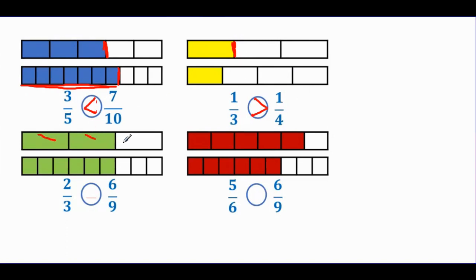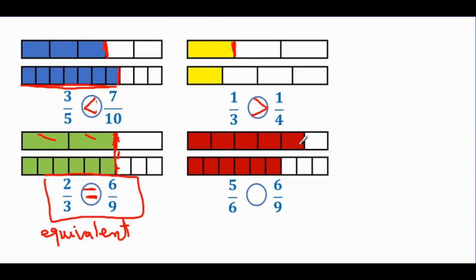Here I have 1, 2, 3, so it is 2 out of 3. The other bar is 1, 2, 3, 4, 5, 6, 7, 8, 9. So it is 6 out of 9. If we compare the two colored parts, we will find that they are the same length. If they are the same length, they are equal. So 2/3 is the same as 6/9, and I can call these two fractions equivalent fractions because they are the same part.